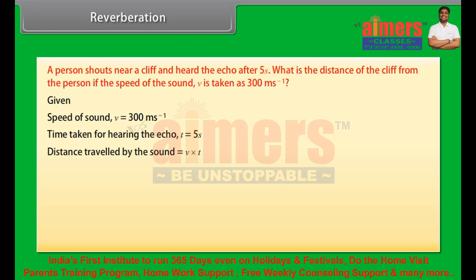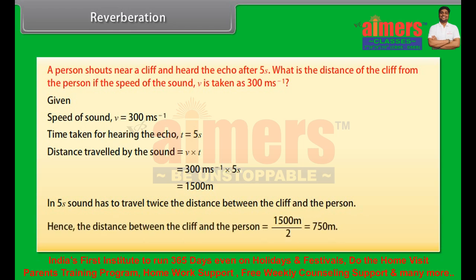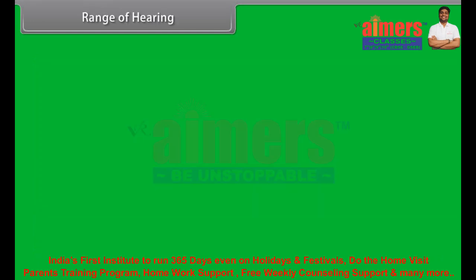Distance travelled by the sound is equal to v times t, which is equal to 300 m s^-1 times 5 seconds, which is 1500 meters. In 5 seconds, sound has to travel twice the distance between the cliff and the person. Hence, the distance between the cliff and the person is 1500 meters divided by 2, that is 750 meters.